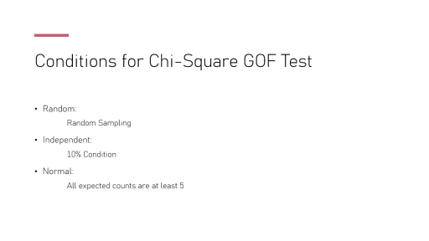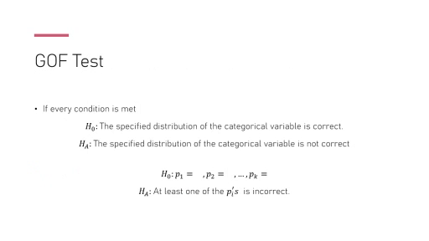Now, that is the only one that is important with this. When you are doing your 4-step process, you do not have to name off the random and independent conditions when you're doing a chi-squared GOF test. You just need to show the normal. Show that all the expecteds are greater than 5, which is when you create your expected table. And we will talk about ways of making expected tables and different things.